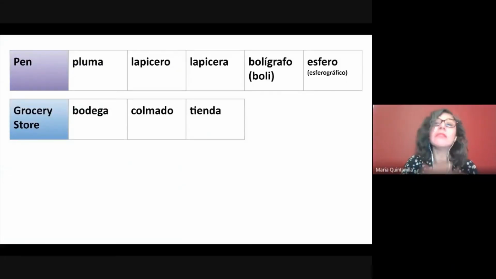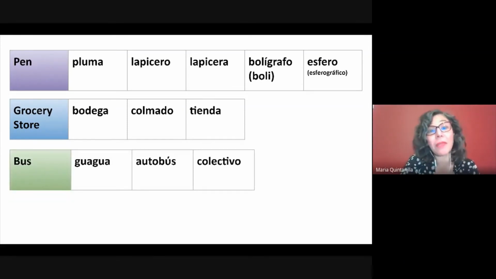How about the word grocery store? You may be surprised to find out that in different parts of Latin America, some people may know it as bodega. Some people may not know it as bodega, but they may know it as colmado. And some other Spanish speakers may know it simply as la tienda.